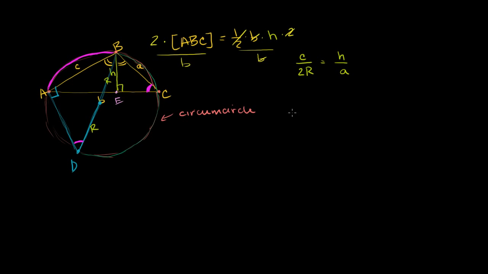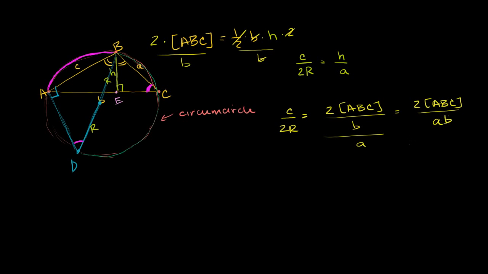So we can rewrite this little relationship as C over 2R is equal to H, which is 2 times the area of our triangle over b, and then all of that is going to be over a. Or we could rewrite this second part right over here as 2 times the area over, we're dividing by b and then dividing by a. That's just the same thing as dividing by AB. And so we can ignore this right here. So we have C over 2R is equal to 2 times the area over AB.